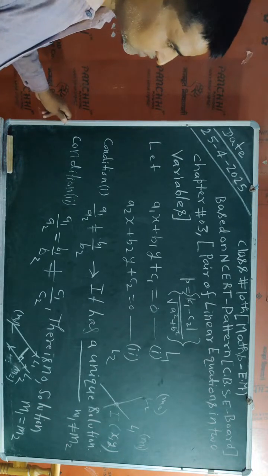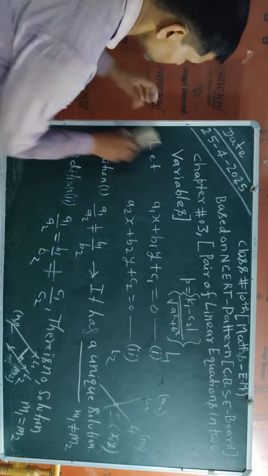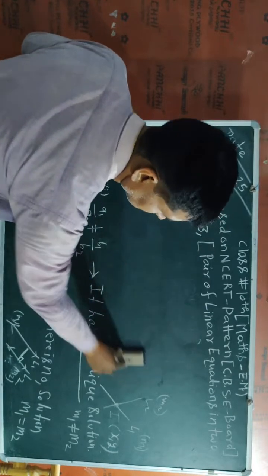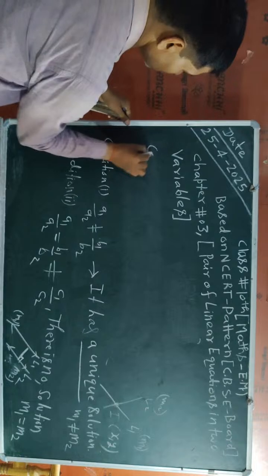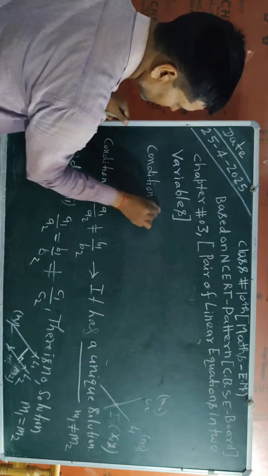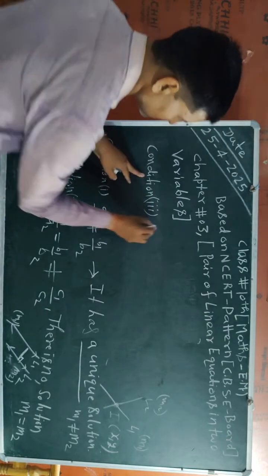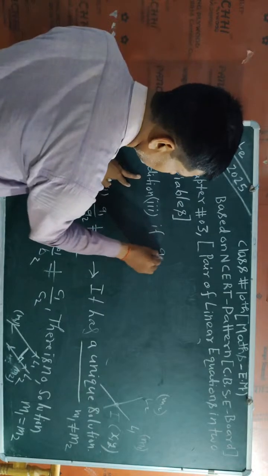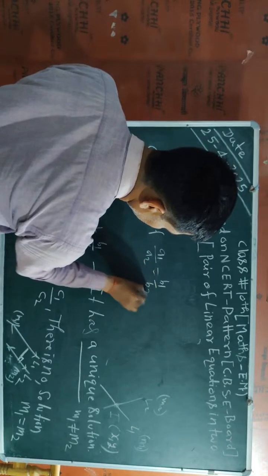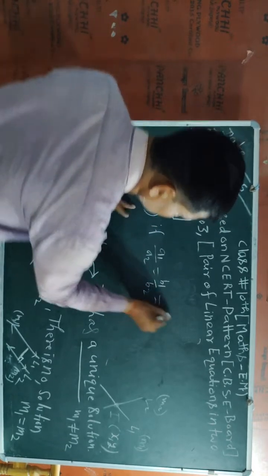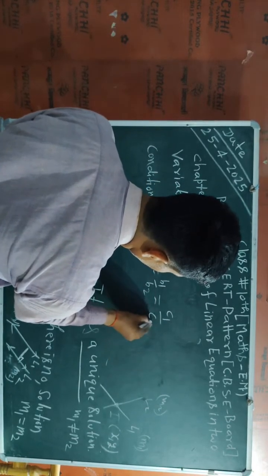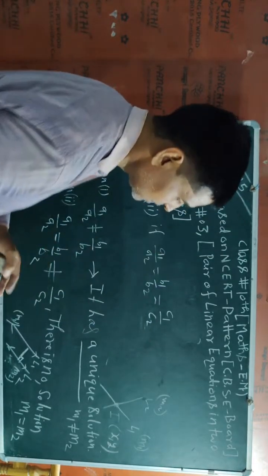So I have to erase some data. Okay. So this data I am going to erase. I will write its meaning. So condition number 3. Here I am going to write condition. Condition number 3. In this case, I will say if A1 divided by A2, which is equal to B1 divided by B2, which is also equal to C1 divided by C2, it means that both lines are same.